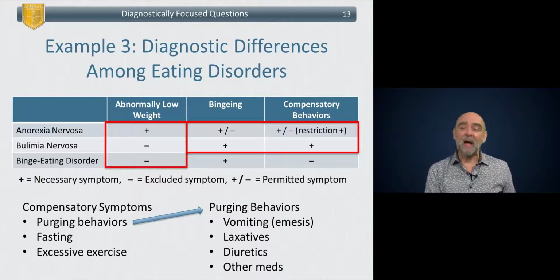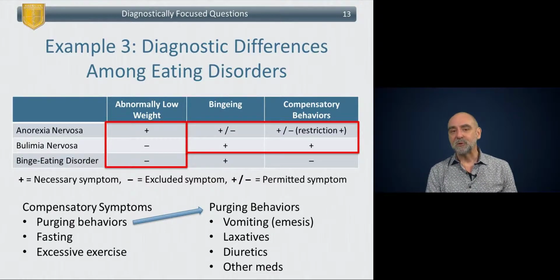But other than that, you can have them, but you don't need compensatory behaviors. So here's the secret. Bulimia nervosa, you need both binging behaviors and compensatory behaviors. But that does not distinguish bulimia from anorexia, because you can have those in anorexia too. Again, what's going to be the main distinguisher? The low weight in anorexia.